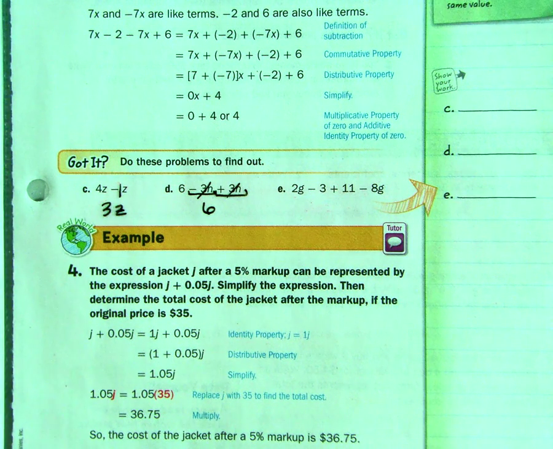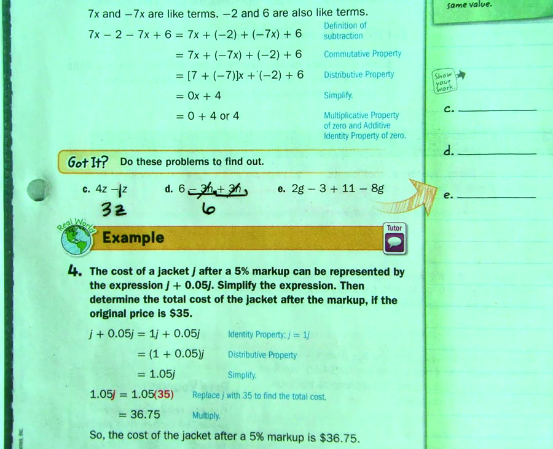Next, on example E, I have 2g minus 3 plus 11 minus 8g. Again, I ask myself, do I have like terms? What are my like terms? Do I have coefficients that have the same variable to the same power? Do I have constants I can combine?